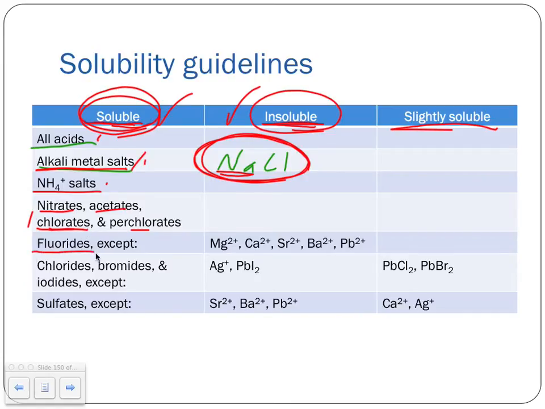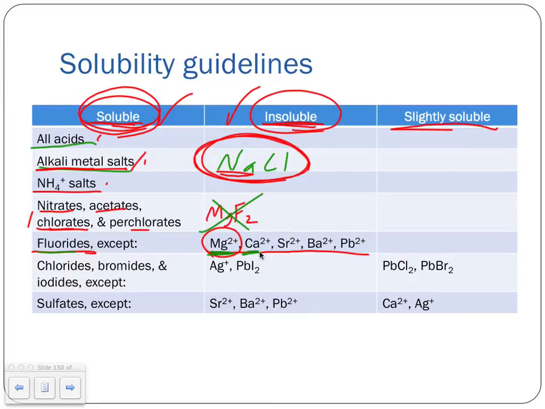So next one we have here, fluorides. Any compound where fluorine is the anion is soluble, with the exception of these guys right here. So magnesium fluoride, you can see the Mg2+ ion right here, that's our cation. So if we had MgF2, would that be soluble? The answer is no, that is not soluble because magnesium is the cation of the fluoride right here.